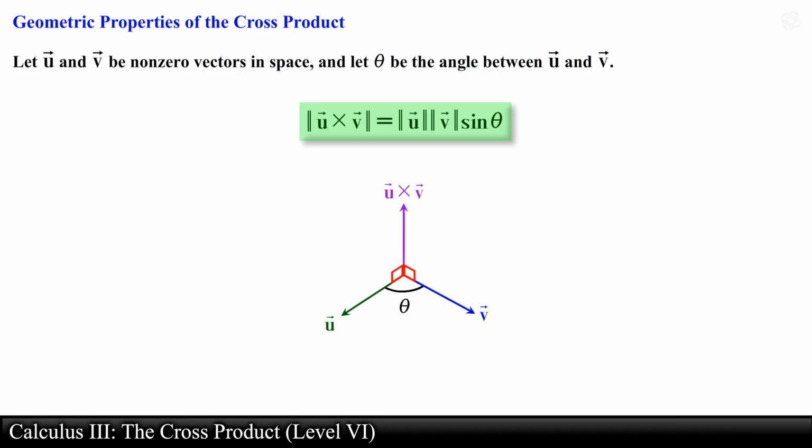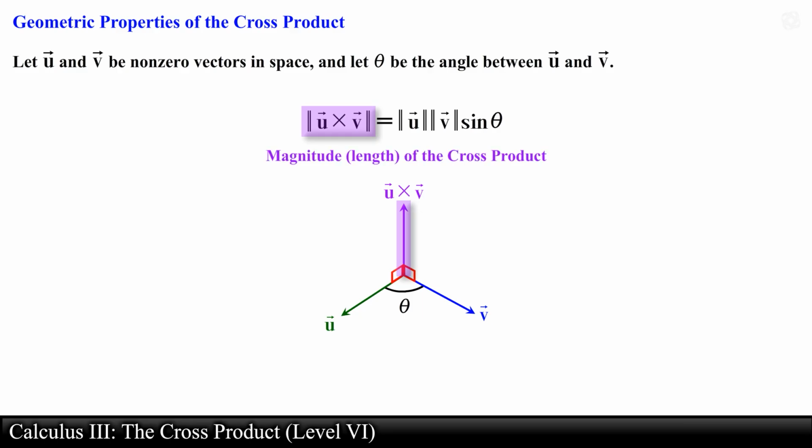Recall that we used the right-hand rule to determine the direction of the vector produced from the cross product of two vectors. This property is used to calculate the length or magnitude of the vector produced when crossing two vectors. So the magnitude of the cross product between vector u and vector v is equal to the magnitude of vector u times the magnitude of vector v times sine of theta. Recall that theta is an angle between 0 and pi.